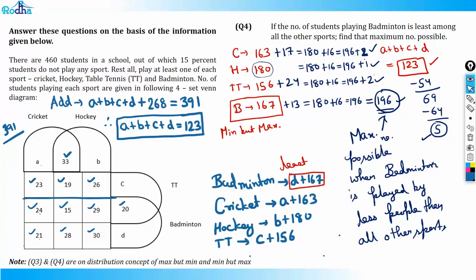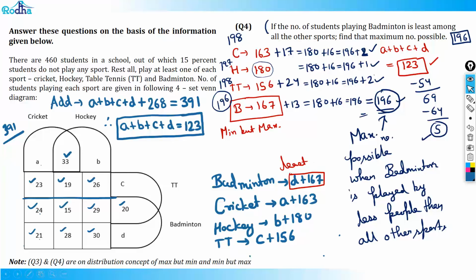So see here, what is cricket? Cricket here is 198. Hockey here is how much? 197. Okay. How much is TT? 198. How much is badminton? 196. So it is less than all the other sports, right? But it is the maximum number possible. That was asked by the question, right? In the question, if the number of students playing badminton is least among all the other sports, find that maximum number possible. That maximum number possible can be how much? 196. So 196 is the answer for this very nice question.